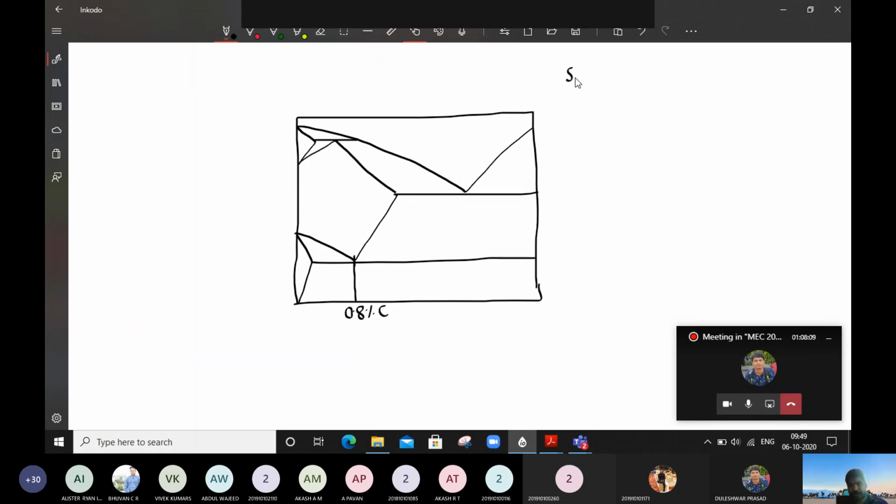So the steel having 0.8% carbon is known as eutectoid steel.